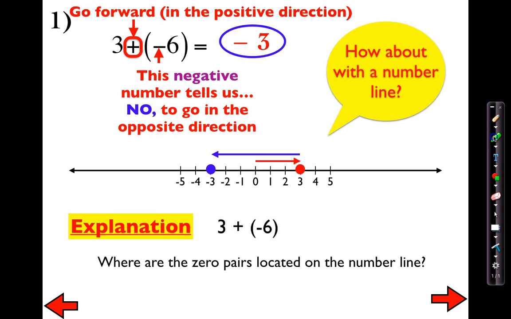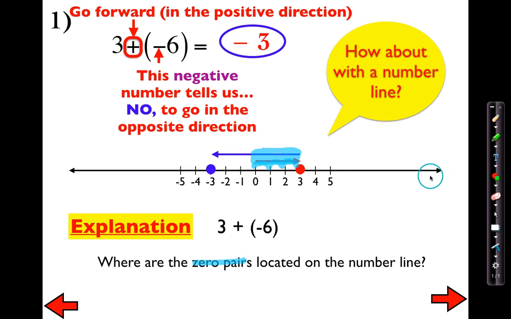Well, it's basically where these two lines overlap. So right here. You can even count how many zero pairs there were. There were 1, 2, 3 of them. Okay, so again, your zero pairs are located in the overlap of the two lines.